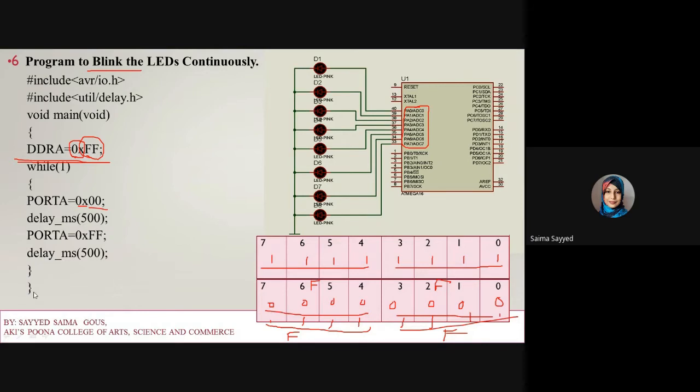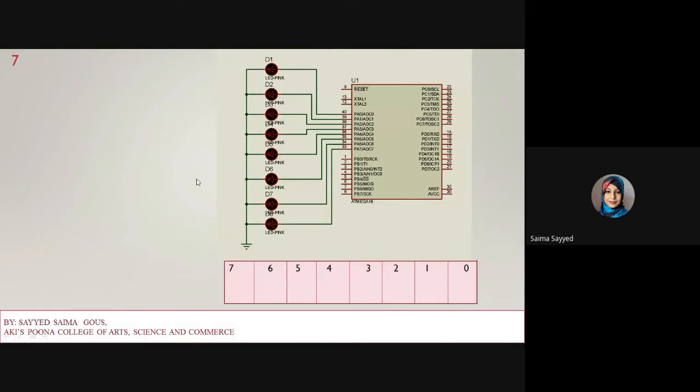That is the end of the main. Now we have to generate different sequences. So how do we generate different sequences? Here the program will be the same till the while loop.